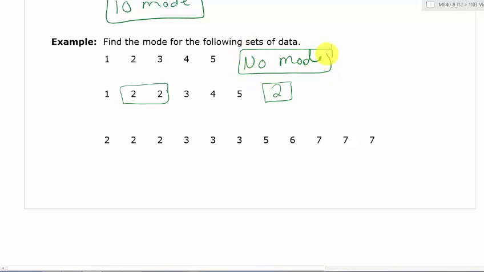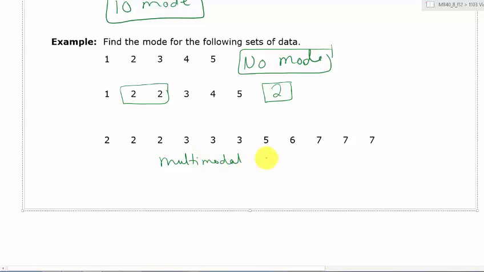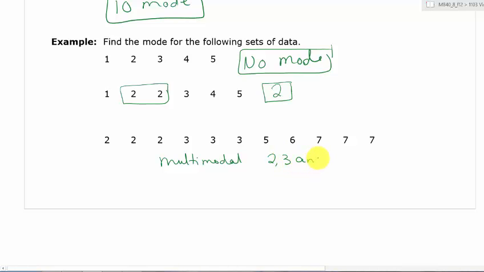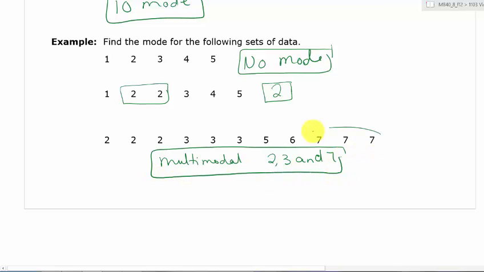In our next data set, we have 2, 2, 2, 3, 3, 3, 5, 6, 7, 7, 7. So this one is multimodal. And the modes are 2, 3, and 7. So those all show up 3 times in our data set.